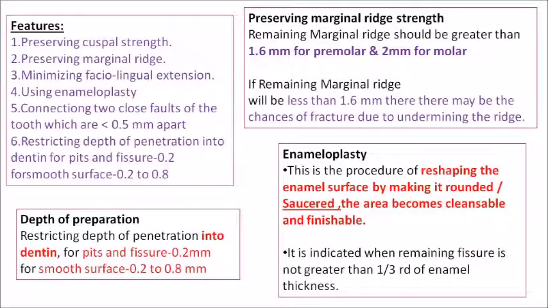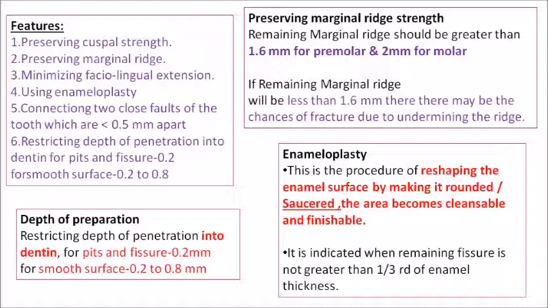The features for the outline form includes 6 features, okay, 6 main features. First one is we should always preserve the cuspal strength. Second one is preserving the marginal ridge, okay, so cuspal strength and marginal ridge, which we have to preserve always. Minimizing the faciolingual extension, using enameloplasty whenever needed, connecting 2 close fault of the tooth, okay, any 2 close fault which can be connected, which are less than 0.5 mm apart, okay. So if it is 0.5 mm apart, then only we have to connect the 2 faults which is nearby, okay. So nearing 2 faults which should be connected only when it is less than 0.5 mm apart.